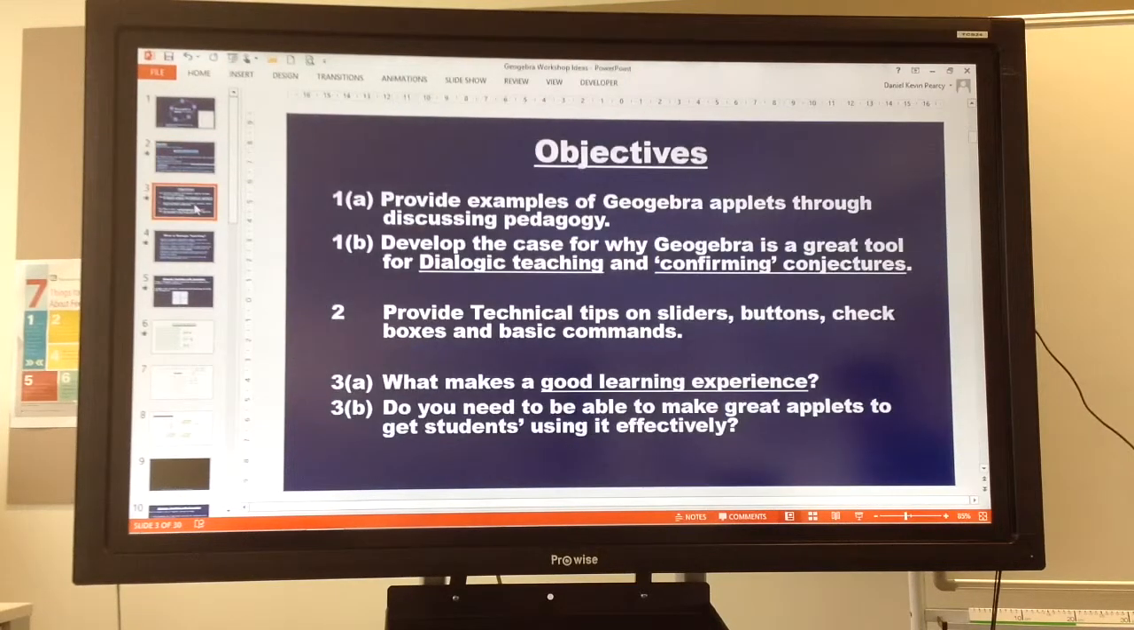So what are the objectives for this workshop? There's quite a few here. I've really bulked it up. It isn't exactly the same as the one that I did a few weeks ago, but because I've got more time, I just thought I'd put a few more things in there.